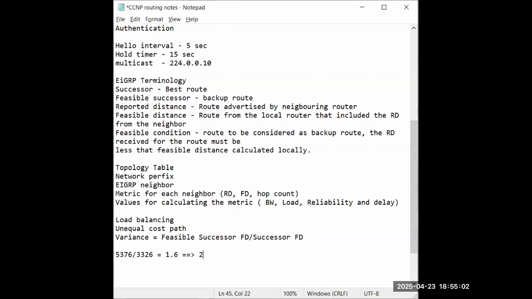Once again, we are going to just round it off to 2.